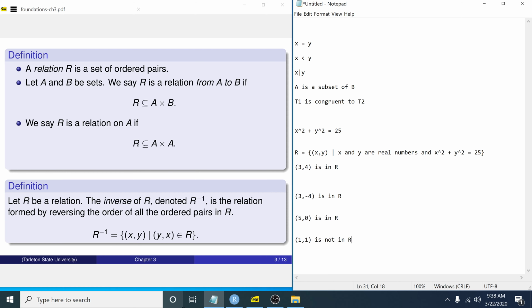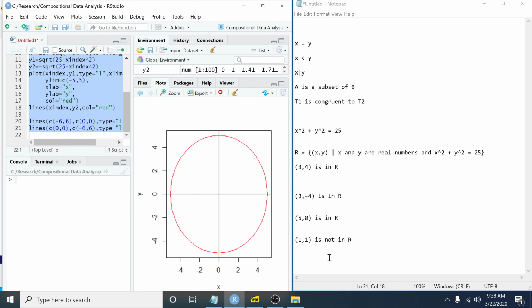Now, if we go back to our plot of this circle, what we're really seeing is that every one of these ordered pairs that's in R is really just one of these ordered pairs that's highlighted in red that constitute the graph of this relation. So mathematically, a relation is its graph. The set of ordered pairs that you get when you graph a relation actually is what the relation is.